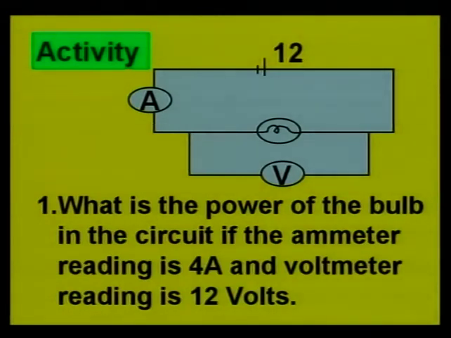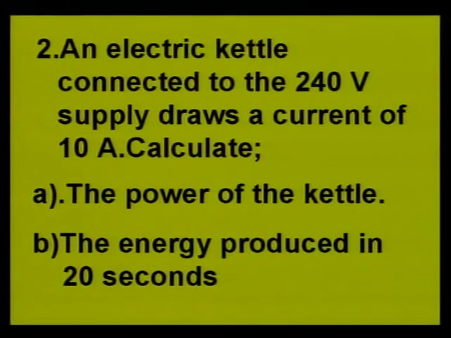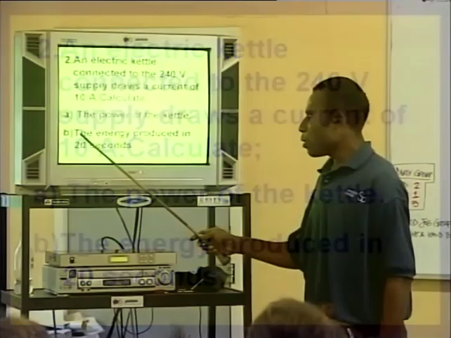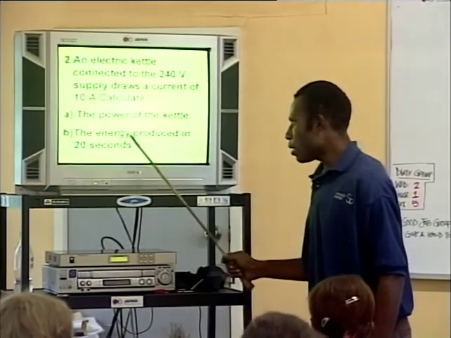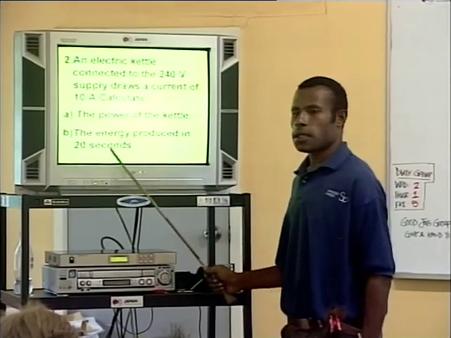All right, question number 2. An electric kettle is connected to a 240-volt supply and it draws a current of 10 amps. Calculate A, the power of the kettle, and then B will be to calculate the energy produced in 20 seconds.